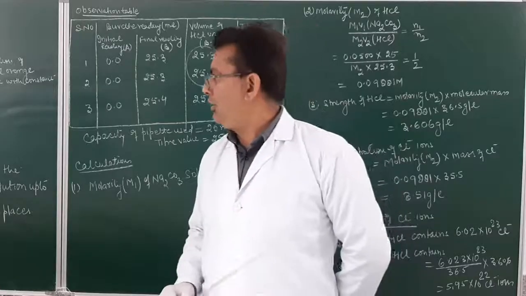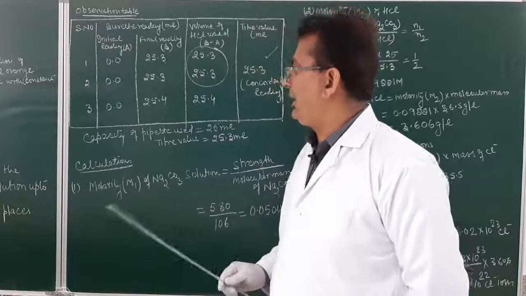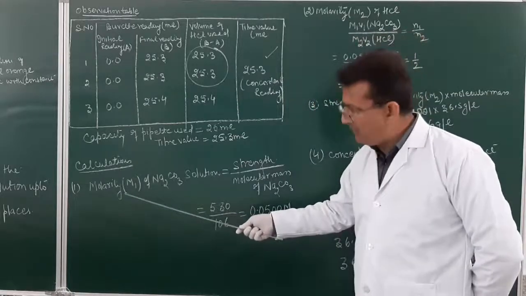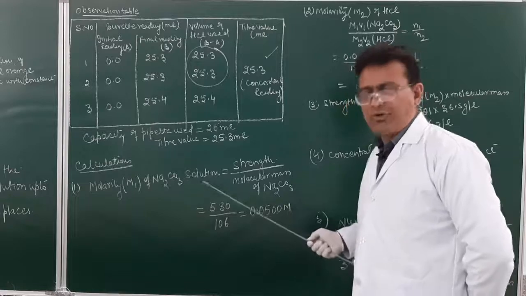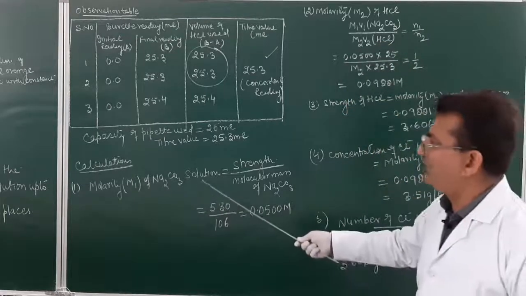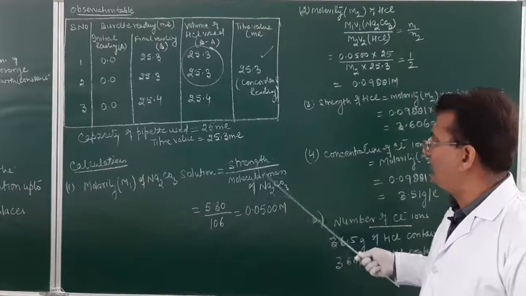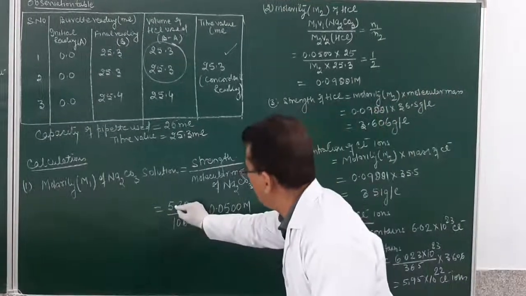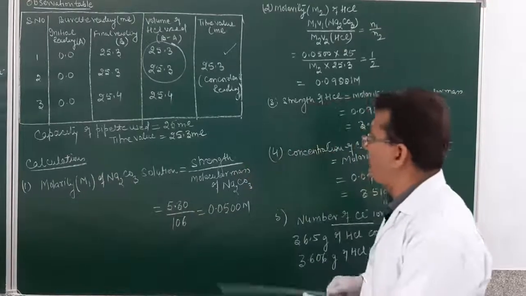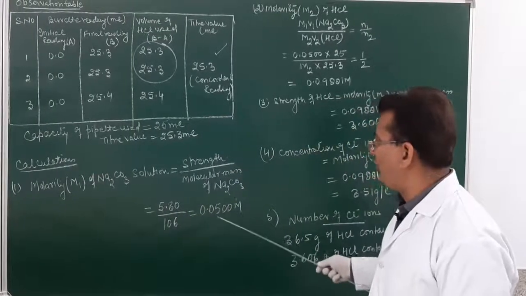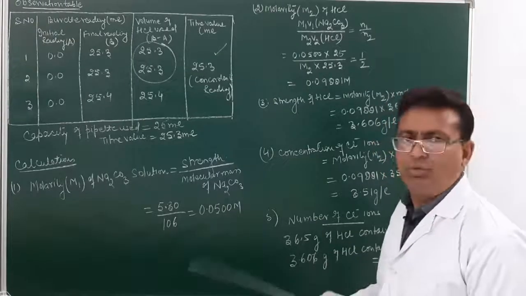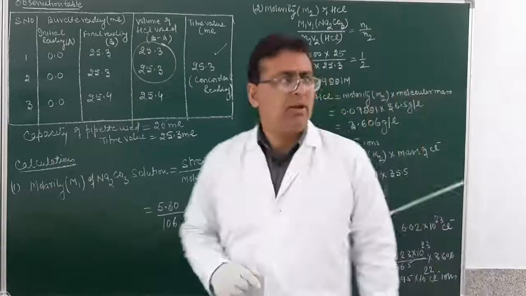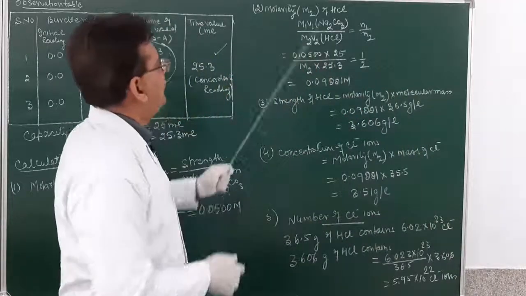Now, in the calculations, you are asked to calculate the molarity of sodium carbonate solution. So, calculation will be, first will be molarity of sodium carbonate solution. Formula will be strength upon molecular mass of sodium carbonate. What is the strength given? 5.30 divided by molecular mass of sodium carbonate, which is 106. So, it will come out to be equal to 0.0500 molar. First question is clear.